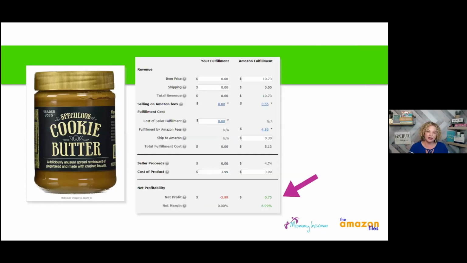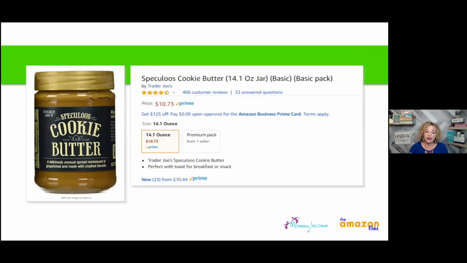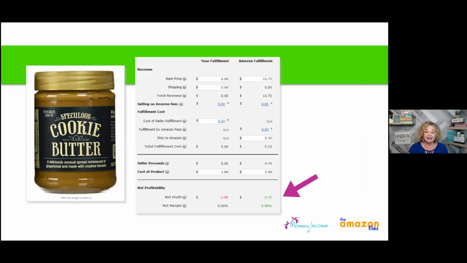But let's look at this as retail arbitrage. $10.73. The buy cost for this is $3.99. You make about 75 cents profit, and this moves pretty quickly. It's a pretty good selling product. But if we go back here, you'll probably see how many offers. 23 offers. So 23 of your friends are selling this very same thing, and that's just today. Tomorrow, people might restock, and you might have 53 people selling this. But if you look at that, that's 75% ROI.